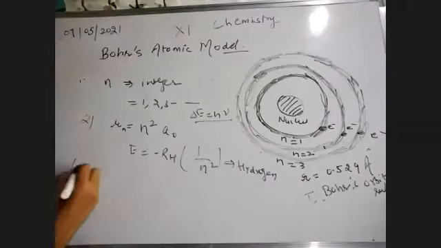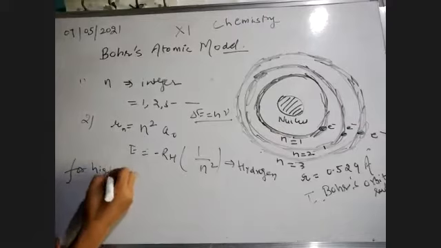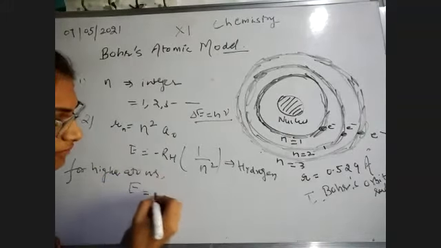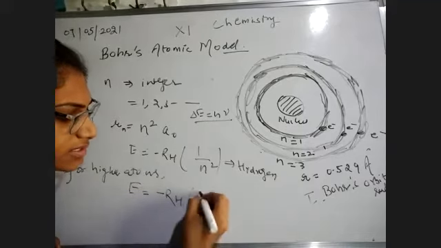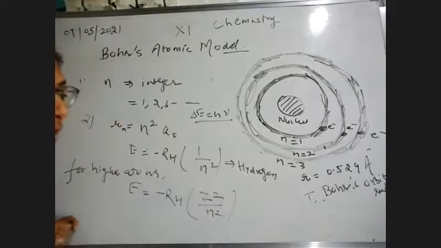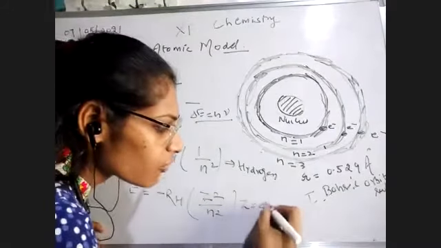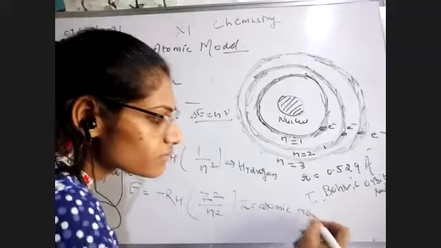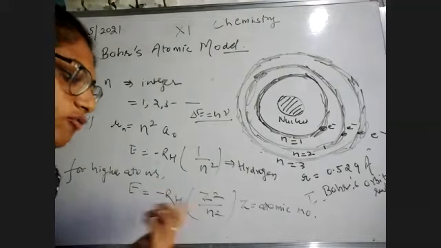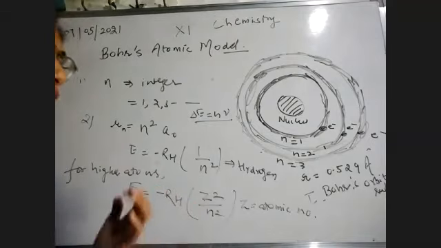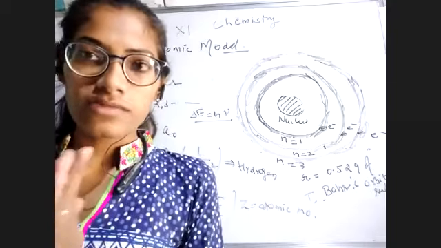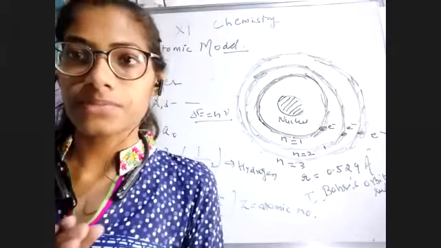and for higher atoms, he said E equals minus RH Z square over N square. What does Z want to explain here? Z equals the atomic number. So for lithium, Z would be 3, for beryllium Z would be 4, for boron it would be 5, and so on. So Bohr's atomic model has successfully explained all these concepts.